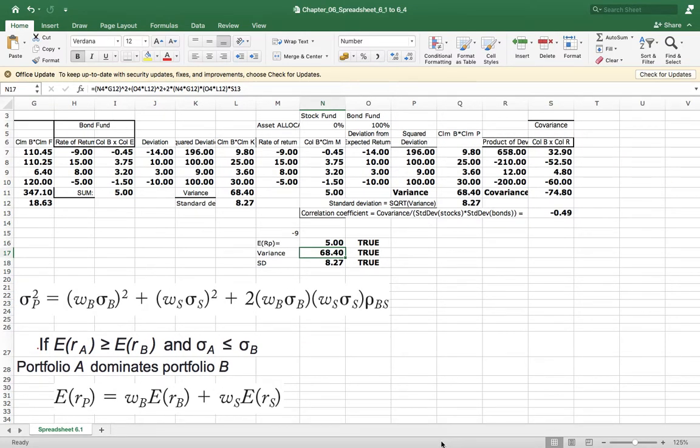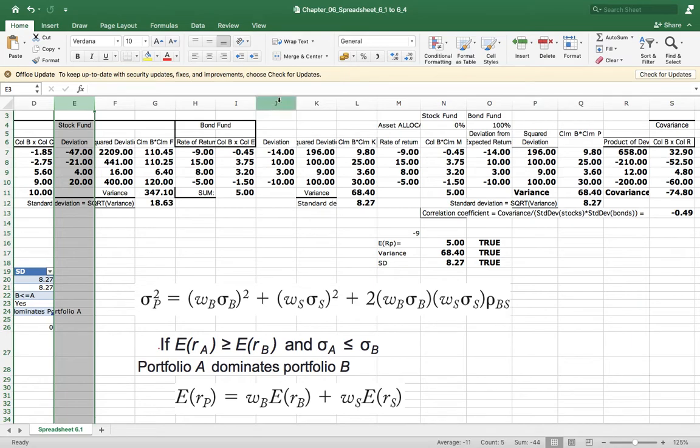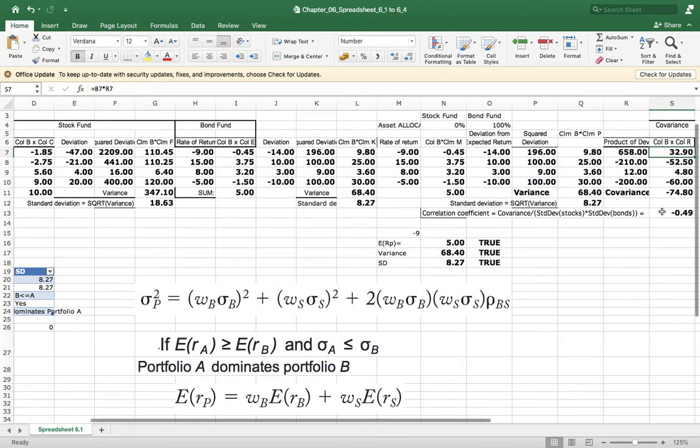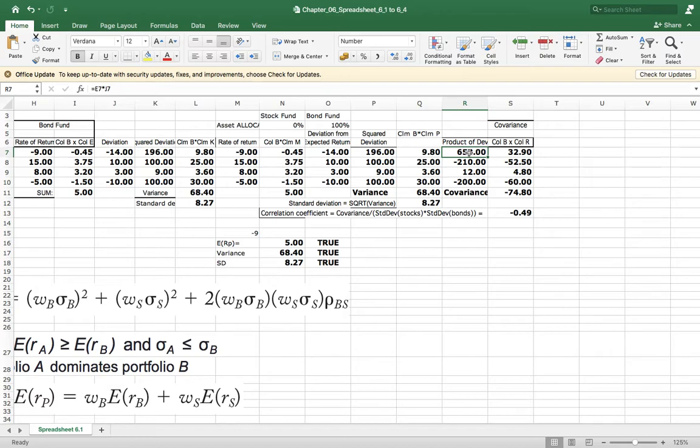Now the question is how we calculate the correlation and covariance. To calculate correlation, we first calculate covariance, or to calculate covariance, you need correlation, either of the two. So how do we do it? You already have the deviations. Column E is the deviation of stock fund, and column J is the deviation of bond fund. What you do here is multiply the deviation of stock fund by the deviation of bond fund, then multiply this by the probability, then total it, and you get the covariance.